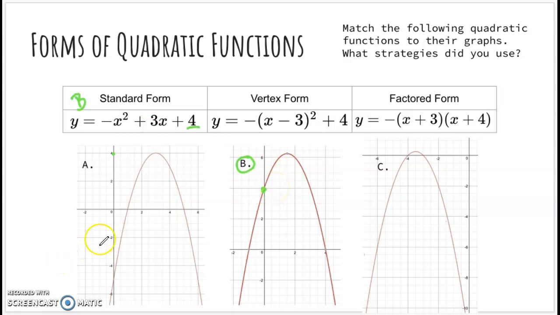Then let's see here, we've got vertex form. So vertex form is telling us the vertex of our graph. So I should have a graph with a vertex at (3, 4). If I go over to 3, up to 4, did I land at my vertex? I sure did. That's going to be A. So vertex form is at A. And factored form, hopefully it's going to show me x-intercepts at -3 and -4. Bada boom, right there. And we're all set.